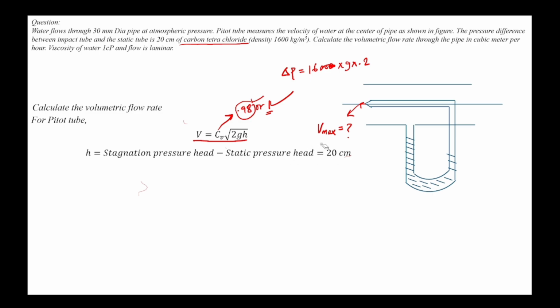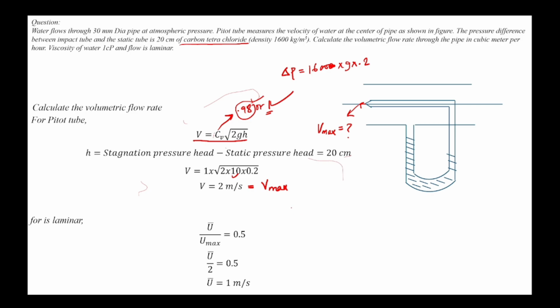Putting in all the values, V is equal to 1, 2, g is 10, we have taken gravity as 10, and 0.2. So we'll get velocity 2 meter per second. This is the velocity V max. But we have to calculate the volumetric flow rate. So for volumetric flow rate, Q is equal to area into average velocity. So we will apply this formula.